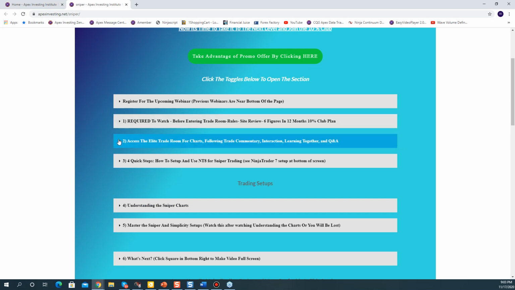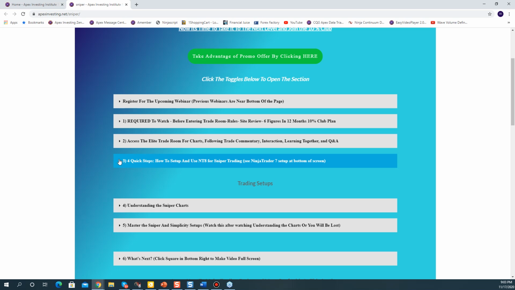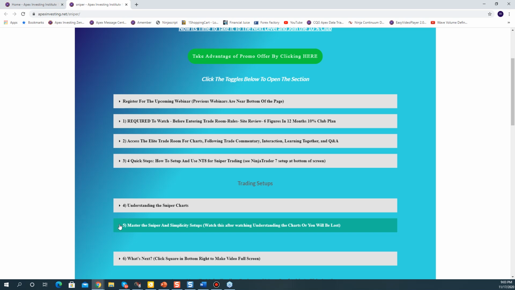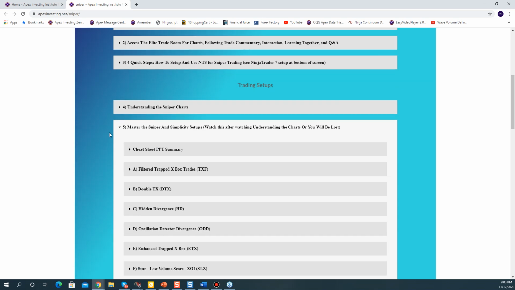Right here, step number 2, you can access the elite room. Step number 3, get your charts set up. Number 4, understanding what's on those charts. And then step number 5, jump into learning each of the trade setups.